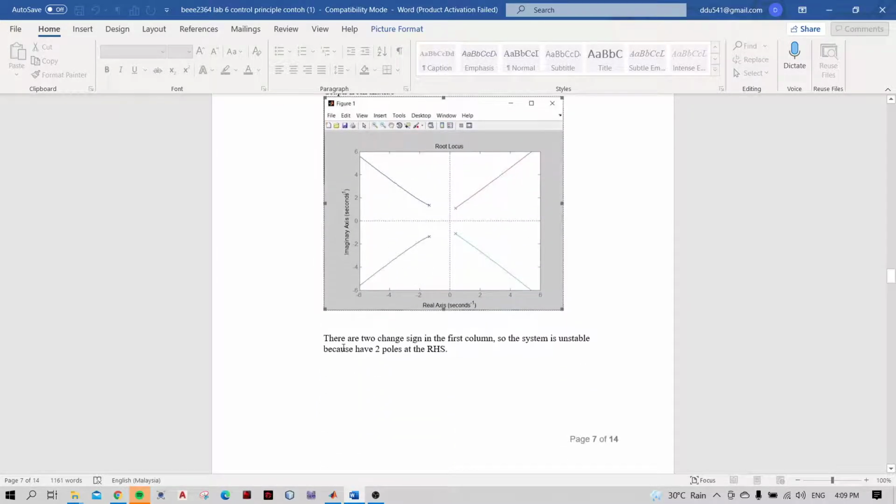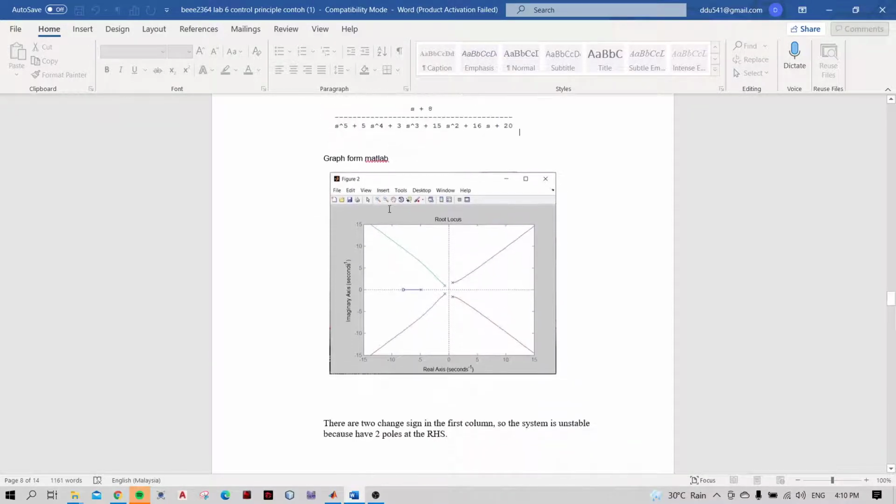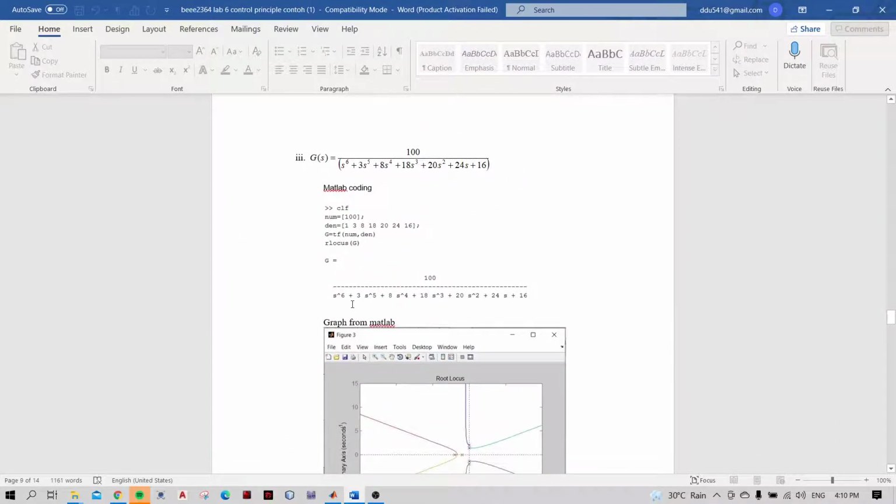This is the graph. There are 2 changes in sign in the first column, so the system is unstable because it has 2 poles at the RHS. And for number 2, this is the transfer function. I put in the denominator and the numerator. Then this is the graph. There are 2 changes in sign in the first column, so the system is unstable because I have 2 poles at the RHS.